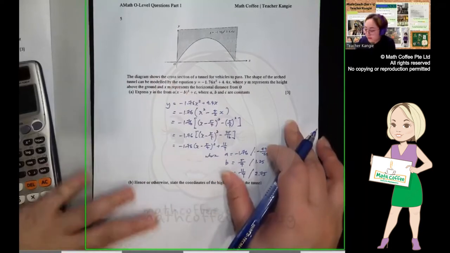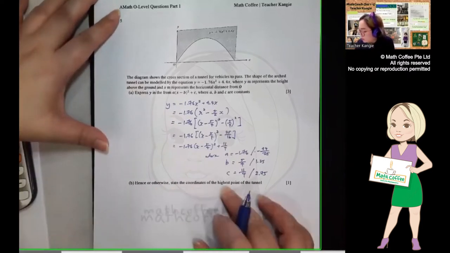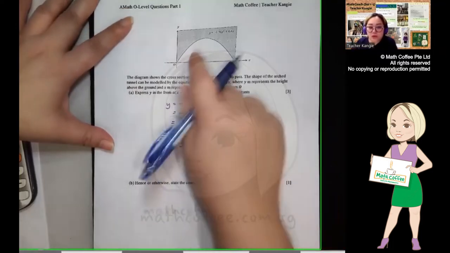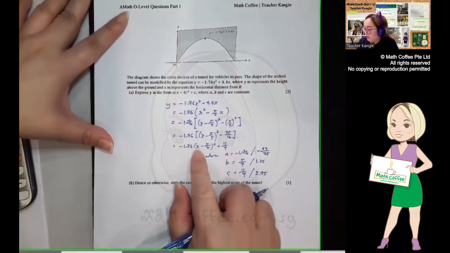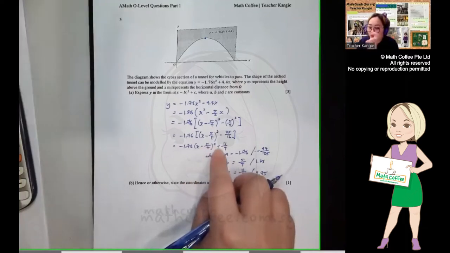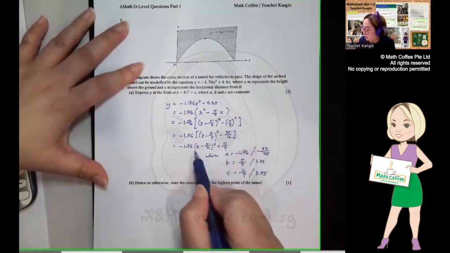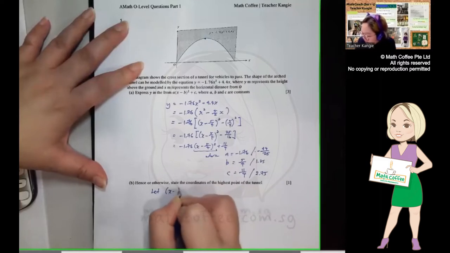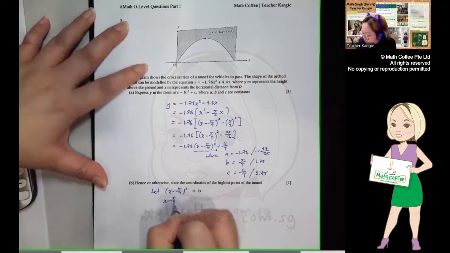Just doing completing the square. Okay, part B. Part B says hence or otherwise state the coordinates of the highest point of the tunnel. So some students know how to find the turning point after they do the completing the square. Actually, it's very straightforward. You can see what makes this one 0, and then they just memorize. But for those who don't quite understand, maybe you can just say, I want to make this portion 0. So you let x minus 5/4 squared equals 0. So x minus 5/4 equals 0.